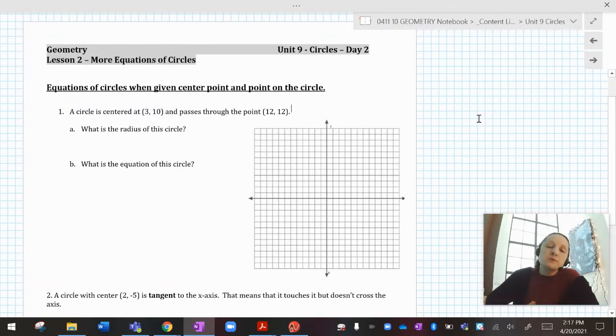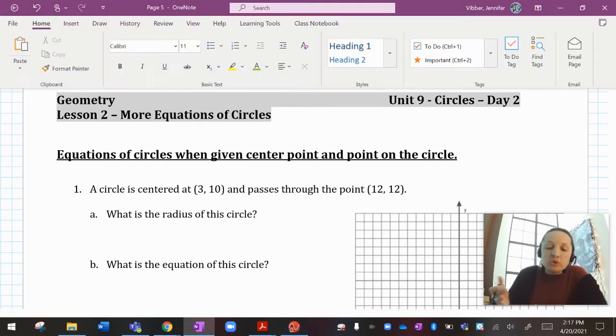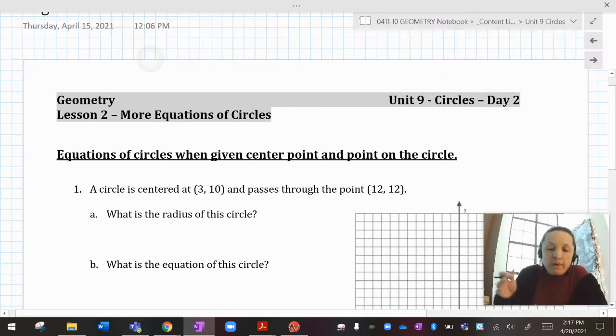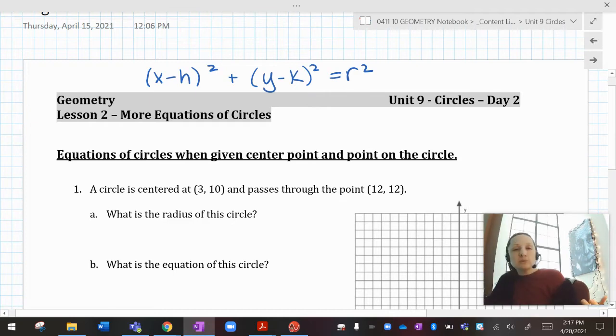Hello, geometry kiddos. Today we're going to talk about creating equations of circles when you're not given the center and the radius. In other words, let's take a step back and say that to create the equation of a circle, I need to know the center and the radius. The generic standard form for the equation of a circle is (x - h)^2 + (y - k)^2 = r^2. I negate the center, I find the radius, and I square everything.